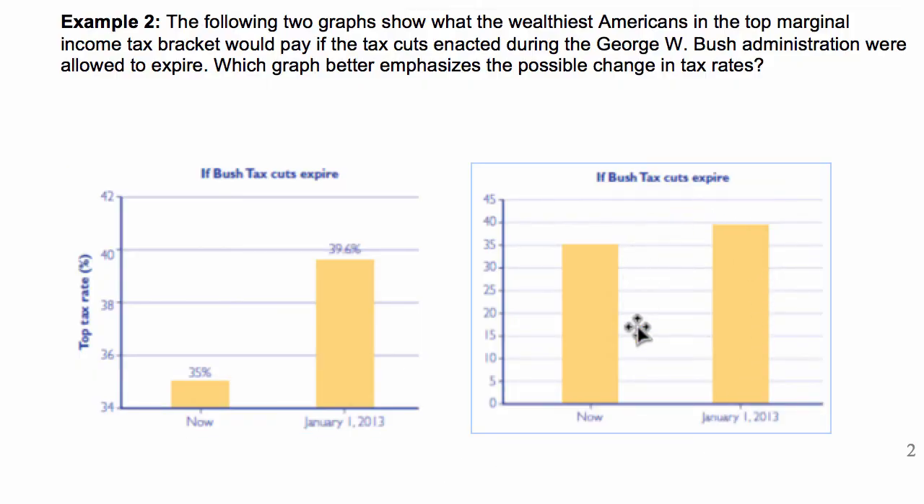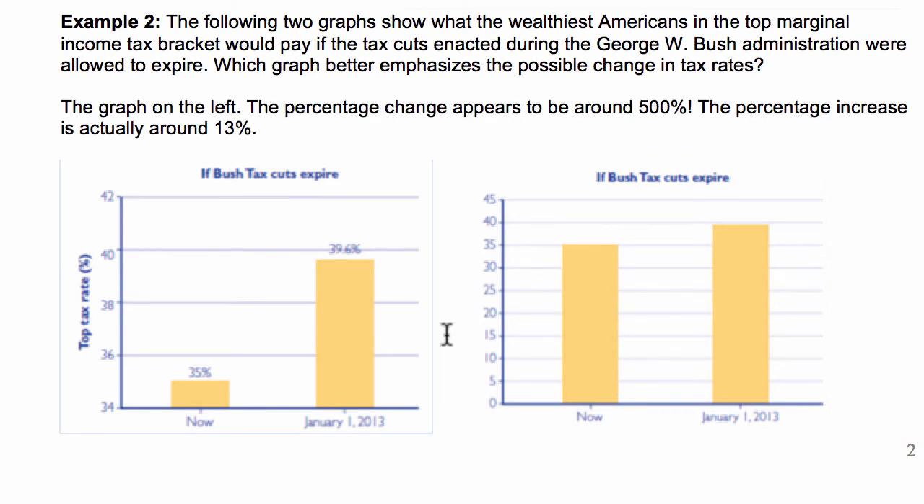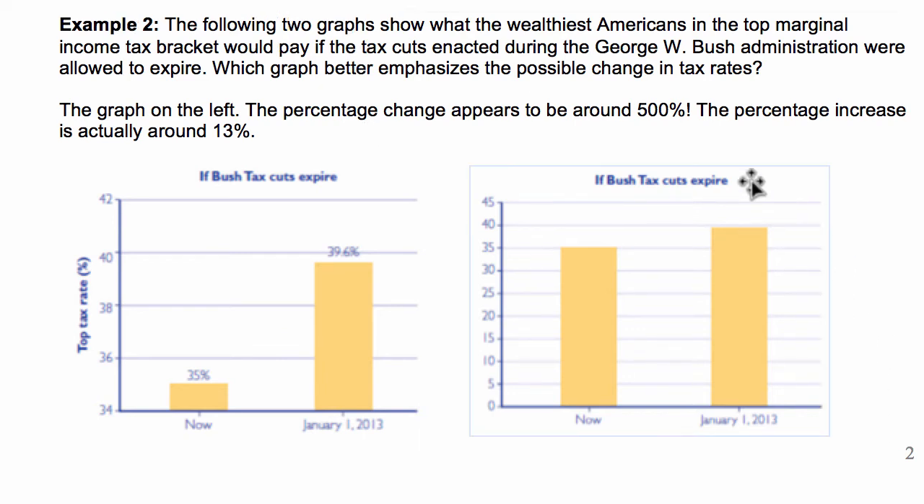Notice the second bar on the second graph is not even twice the height of the first bar. The fact that the y-axis begins at 0 gives us a graph in which the heights of the bars appear to be very similar. The result is that this graph de-emphasizes the possible change in tax rates. Therefore, the graph on the left, although less honest, better emphasizes the possible change in tax rates. Note, in this graph, the percentage change appears to be around 500%, while in the second graph, the percentage increase appears to be what it actually is, around 13%.